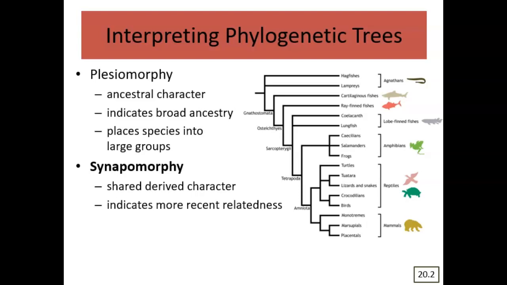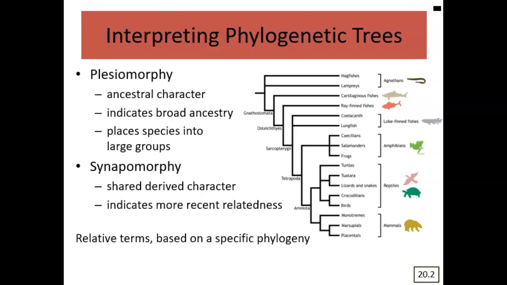Now, I just want to point out that plesiomorphy and synapomorphy are relative terms. We have to be looking at a specific phylogeny to figure out what they refer to. If we were looking at a phylogeny of just the mammals, then hair would become a plesiomorphy, right? If we just cut the mammals out, then hair would be an ancestral characteristic, and so would not tell us about how any of the mammals were related to each other, right? So it all depends on the specific phylogeny we're looking at the moment.